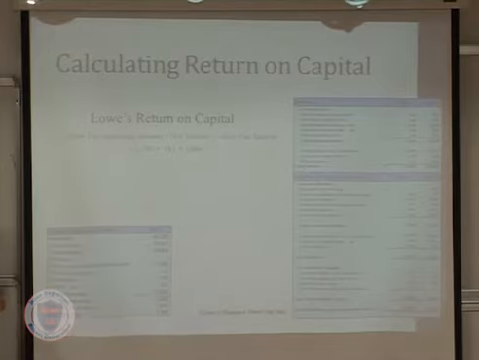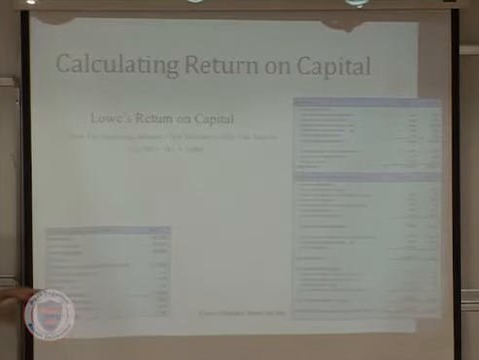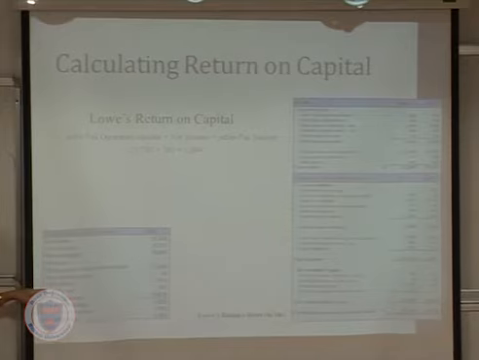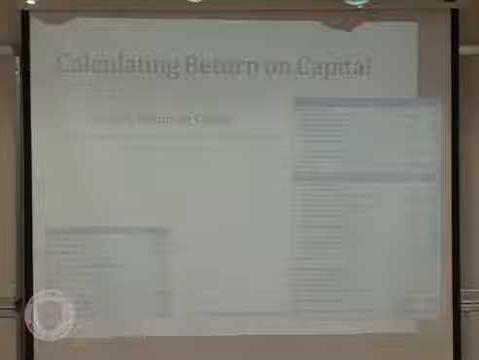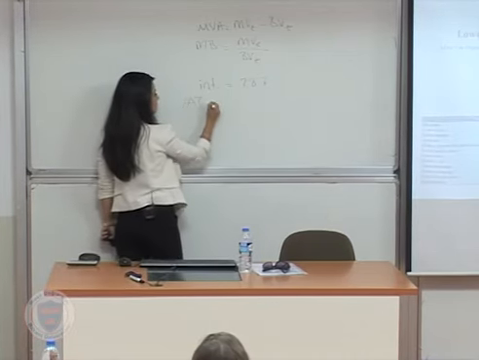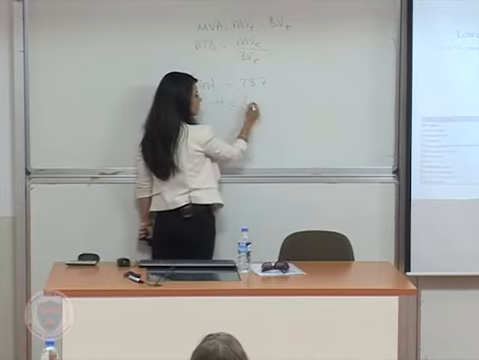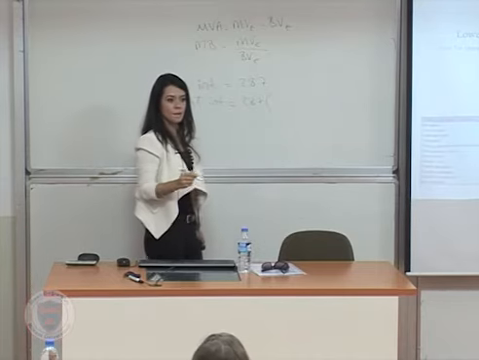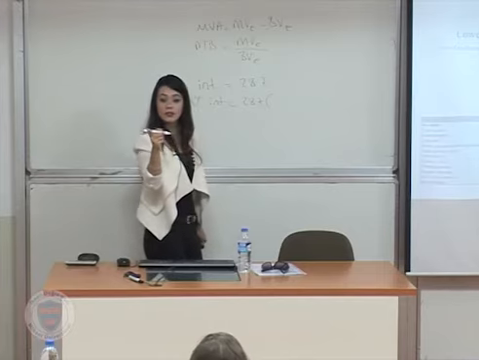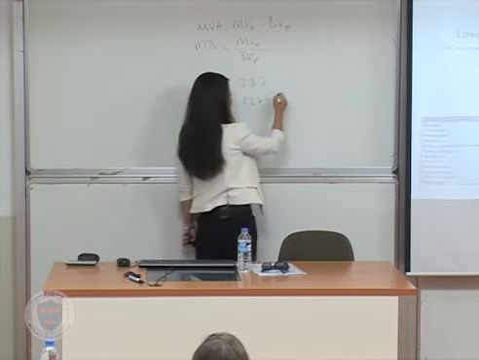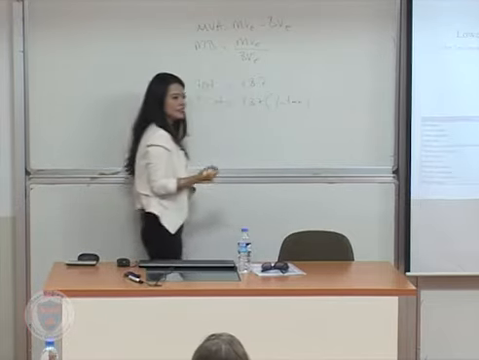Then I need to know after-tax interest. So if you look at this, I have the interest, but I don't have the after-tax interest. So how am I going to calculate after-tax interest? So net interest is 287. How am I going to calculate after-tax interest? 1 minus tau, 1 minus tax rate, right?